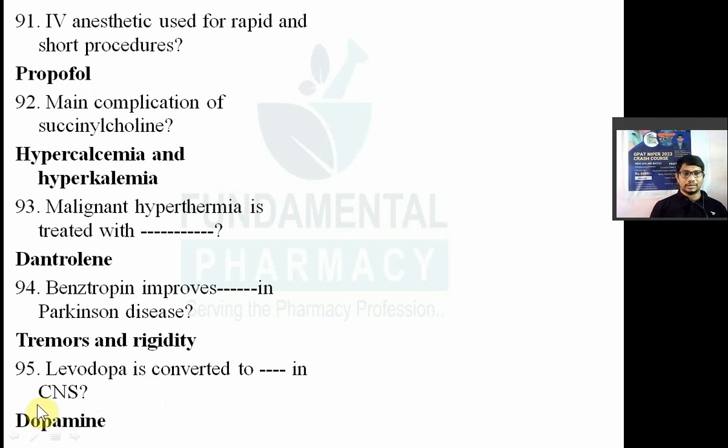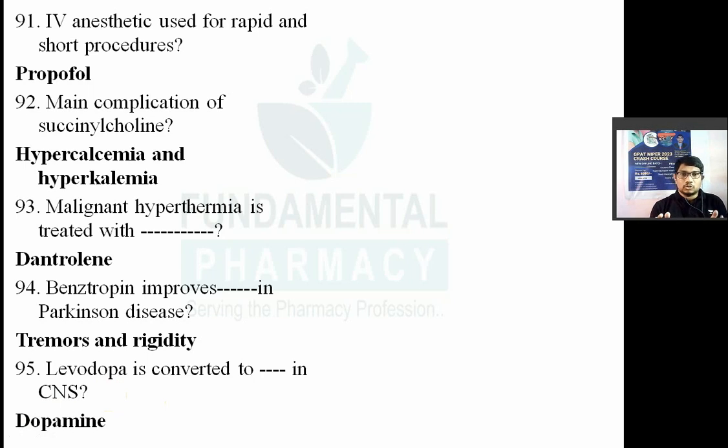Now, levodopa and carbidopa are combined together in the treatment of Parkinsonism. Why? Levodopa is metabolized in the blood by the peripheral dopa decarboxylase enzyme, so very little amount of levodopa will reach the brain. To increase that amount, carbidopa is the drug. Carbidopa is known as a peripheral dopa decarboxylase inhibitor.